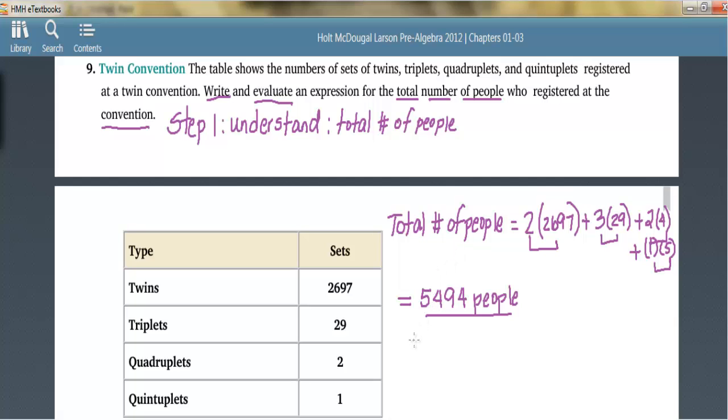Okay, so if you still don't understand this problem, let me see if I can explain this a little bit further. When we say there's two sets of quadruplets, this is what that means. It means you have one set of quadruplets, two sets of quadruplets, and inside this set there's 4 people, because that's what quadruplets are. It's 4 babies born at once. So if you have 2 sets of quadruplets, that means you have 8 people in this.